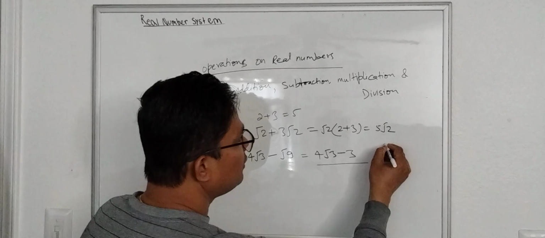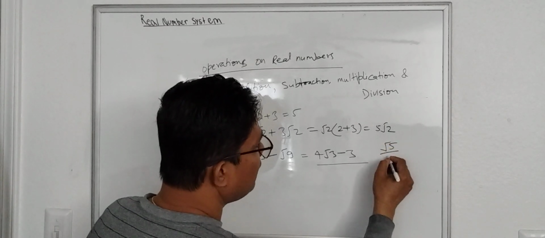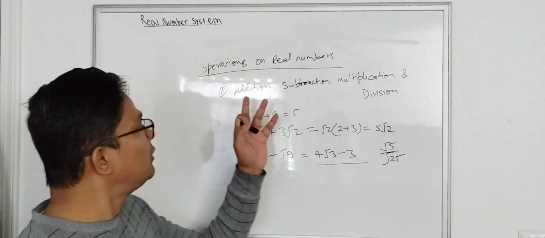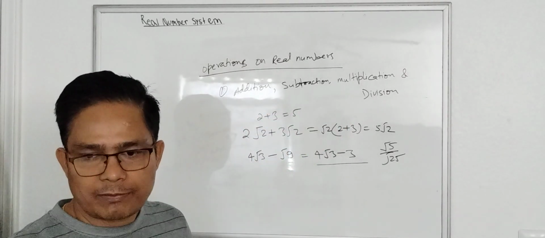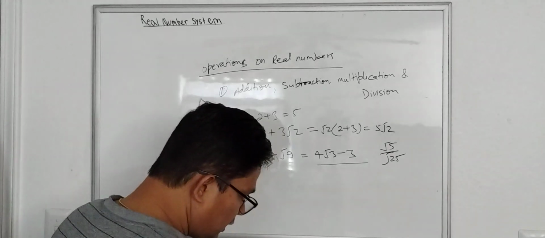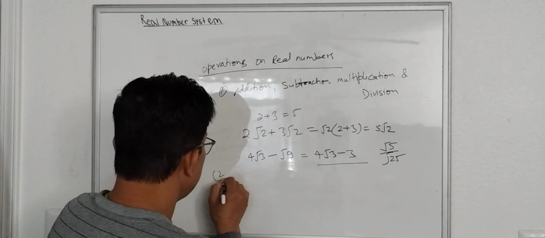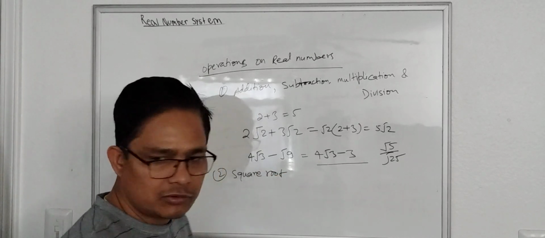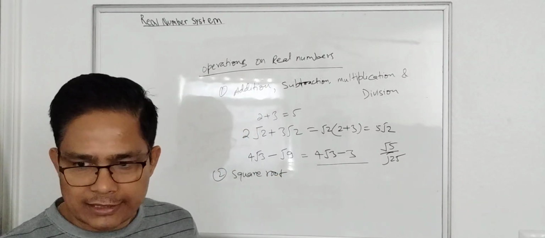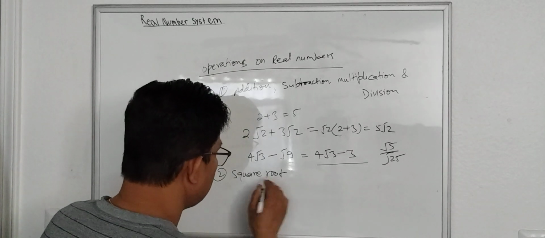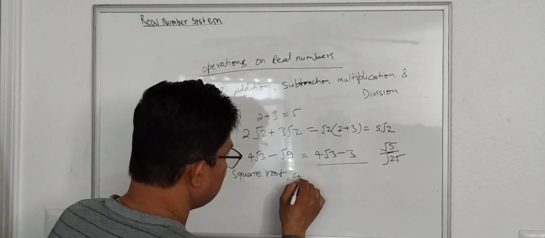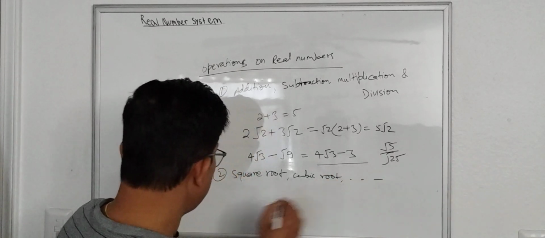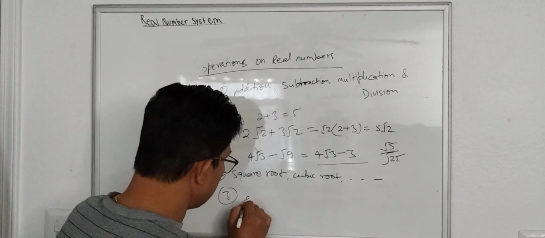Similarly, you can do square root of 5 divided by square root of 25. All these things are possible. Okay, so basically any of these 4 operations you can apply to real numbers. And then you can take the square root, cubic root, fourth root, fifth, whatever you want, you can do that. Okay, and cubic roots and so on. Okay, and then you can also apply exponents.